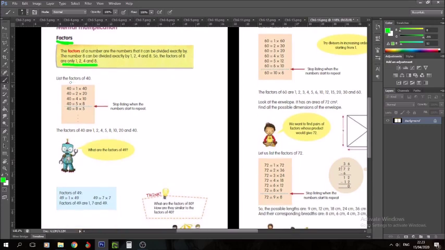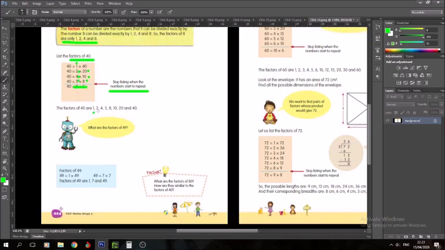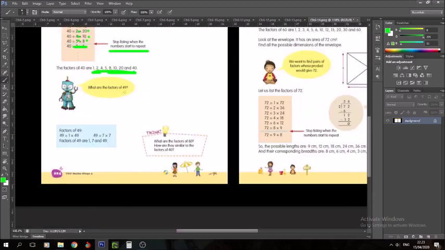How about the factors of 40? It can be divided by 1, 2, 20, 4, 10, 5, and 8. Stop listing when the numbers start to repeat. So you already have 5 and 8, so you don't need this. So the factors are 1, 2, 4, 5, 8, 10, 20, and 40. These are factors.